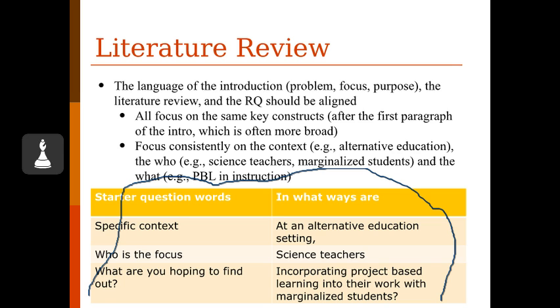I can definitely see the confusion when I say to talk about your context. I don't mean your context, like you wouldn't talk about your school where you're doing your research, but general research on the context. So you would need general research on what is an alternative, or at least define what an alternative education setting is, define what marginalized students are considered, define what project-based learning is. So it's what's in the literature about these things that you're researching.